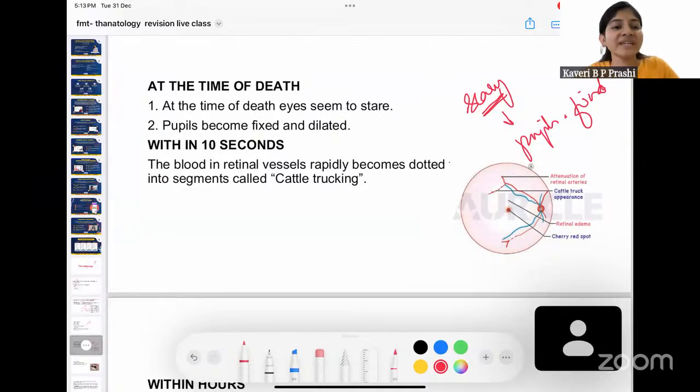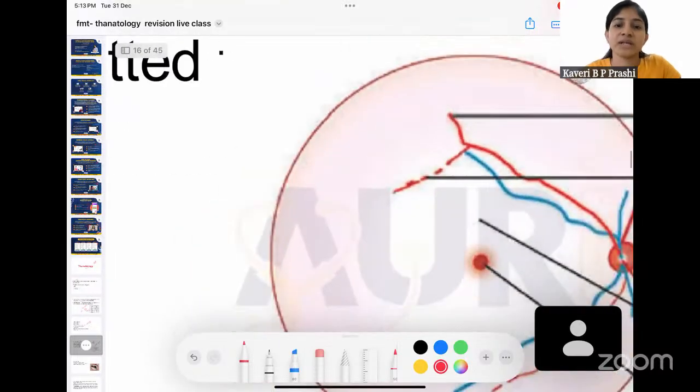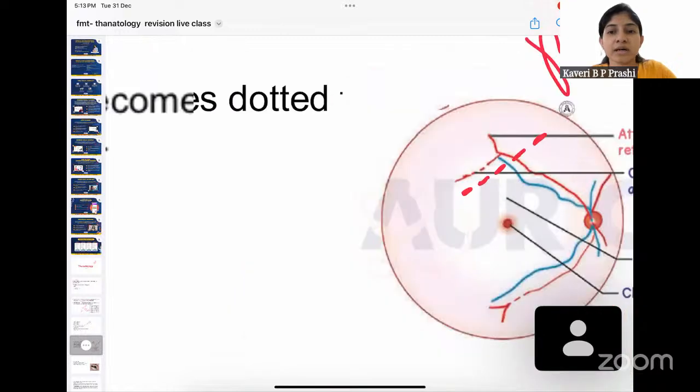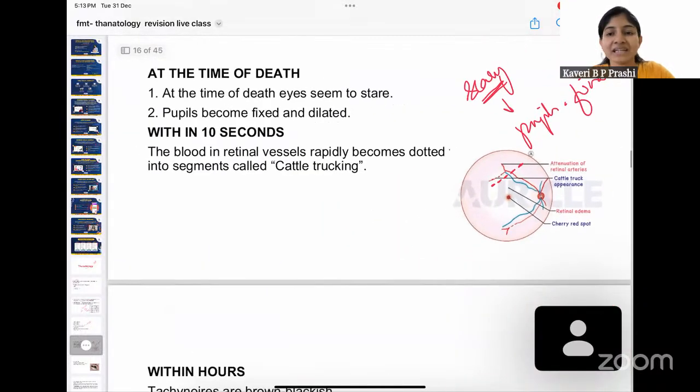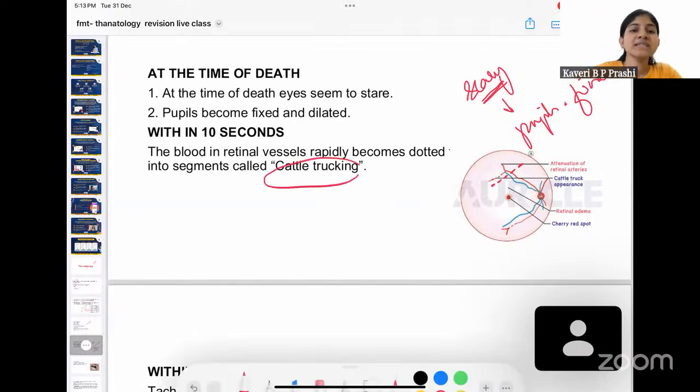Then after 10 seconds, what is going to happen? As you can see in the image, the blood vessels show stagnation of the blood, because of which in the center you can see that it is going to show empty. Okay, so this kind of picture is called cattle tracking. The blood in the retinal vessels becomes broken into segments, which is called cattle tracking.